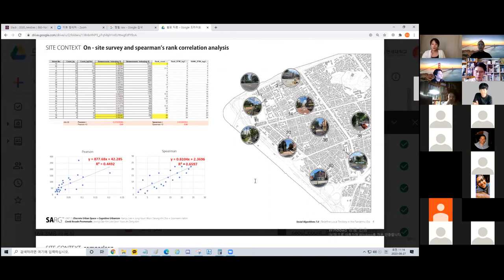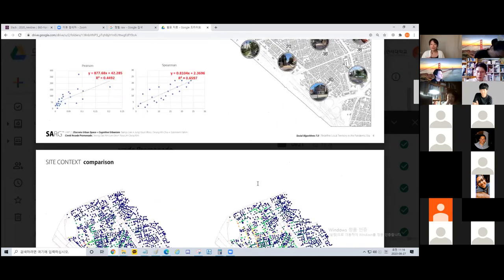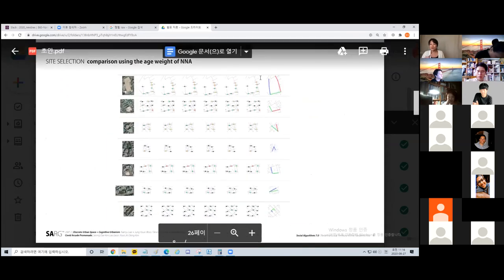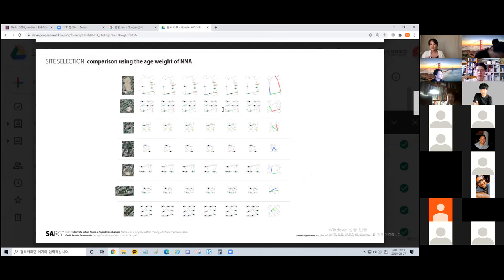Yes, and analyzing the betweenness. You also used the betweenness analysis results, which already embedded the site context, right? Based on this result, you decide which location will be the destination and which location will be the entrance of this site, right? Yeah, so this already embedded the site context, but to define the entrance and exit. So I think it's good to include this subject in your presentation. Yeah, it could be good.